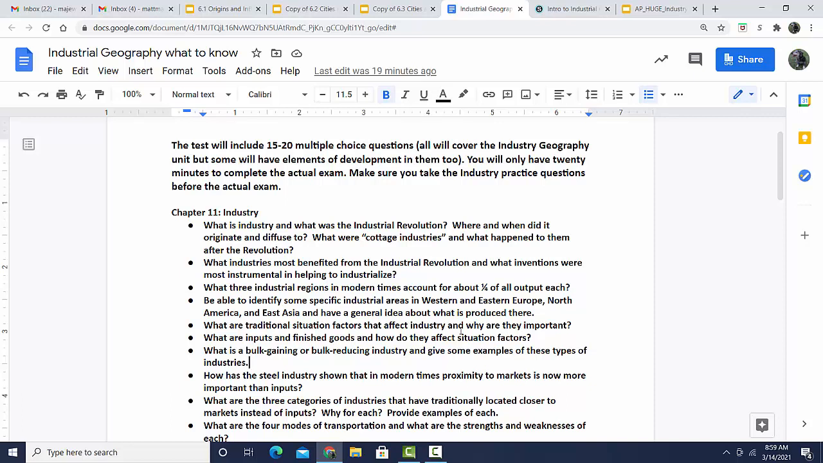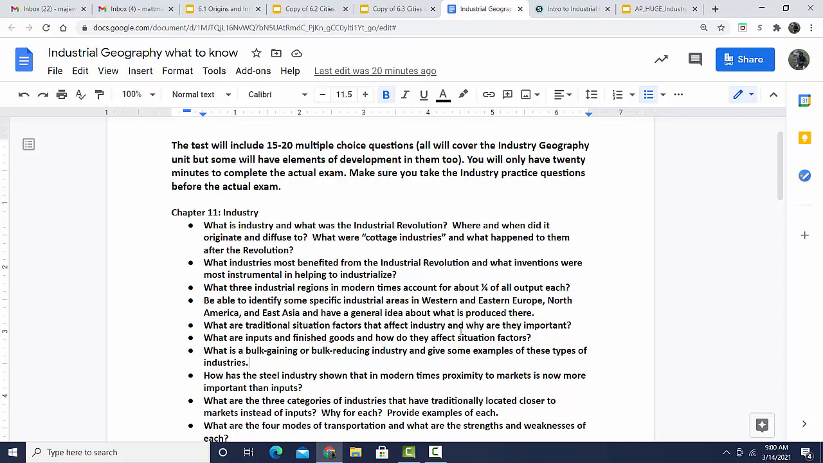According to Weber, a company is going to determine which of those steps, getting the inputs to the facility or getting the finished product to the market, is going to be more costly. How are they going to determine that? They're going to determine it based on which of those steps is going to weigh more in order to transport. Whichever one is going to be more costly, they're going to locate their facility closer to that part of the production process.